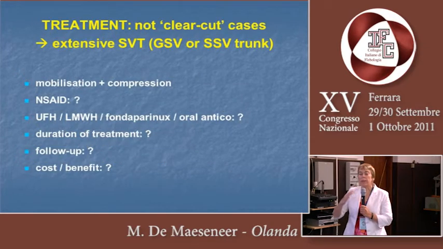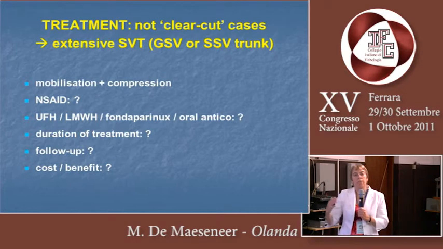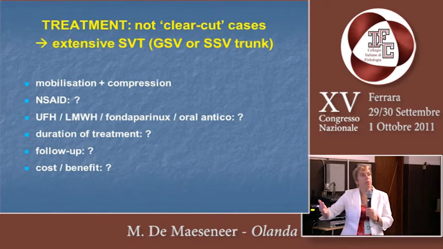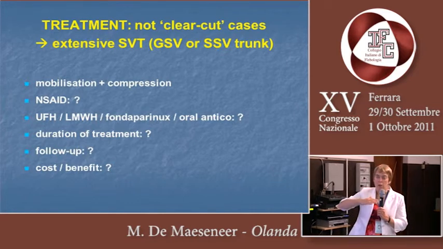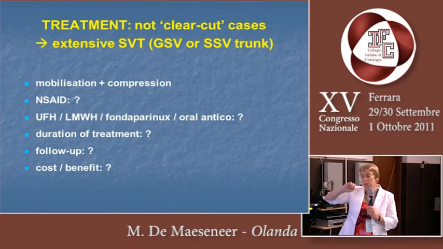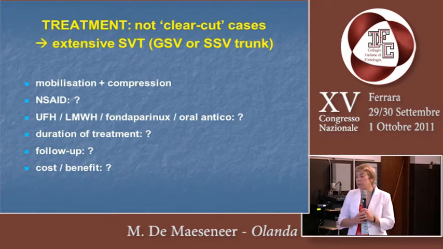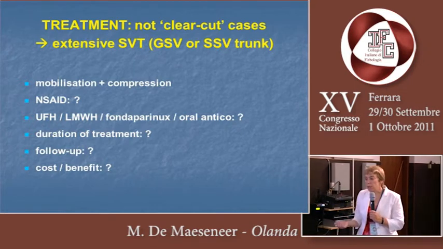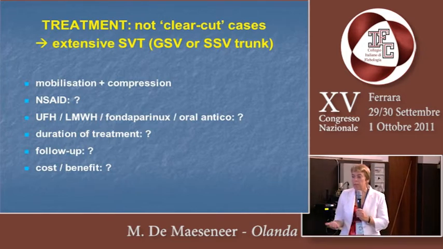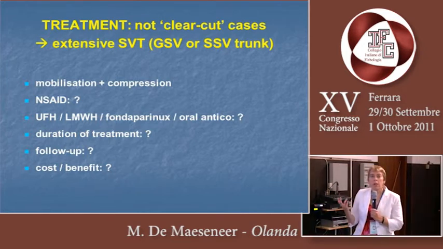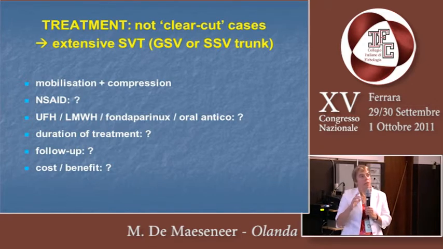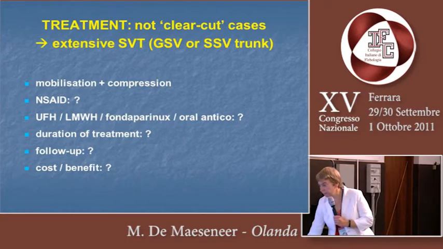Then you have the not clear-cut cases, and those are the patients who have more or less extensive superficial vein thrombosis in a long tributary or especially in the main trunk of the great or the small saphenous vein. What will we do? Will we use only NSAIDs? Will we use anticoagulants? What is the duration of the treatment? What is the follow-up? And what is the cost of this treatment? All question marks and not too many answers in the literature.